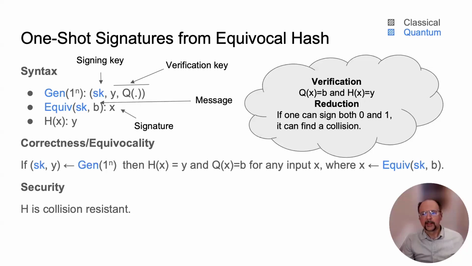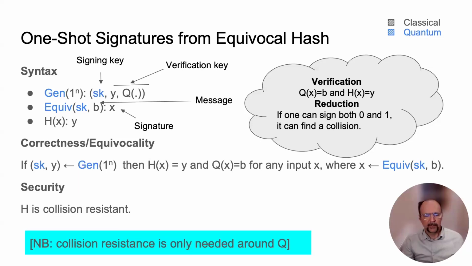Another point that is worth making is that collision resistance is only needed around the predicate Q. So this means that if we're actually able to get collisions that do not split Q, so to speak, then that's actually not a problem for the security of one-shot signatures. Basically, given a signature for 0, maybe you can find another signature for 0. But the key point is that we would like it to be infeasible to find two signatures for two different messages. And in that case, we have only two choices.